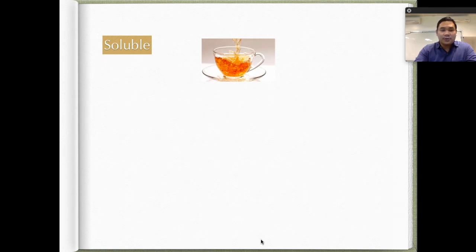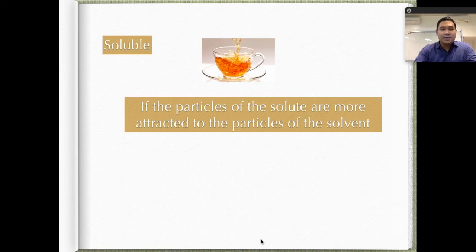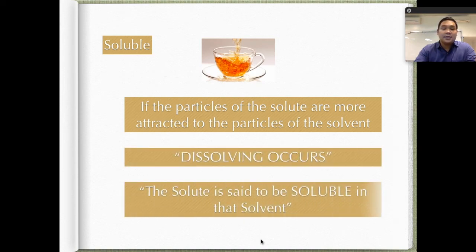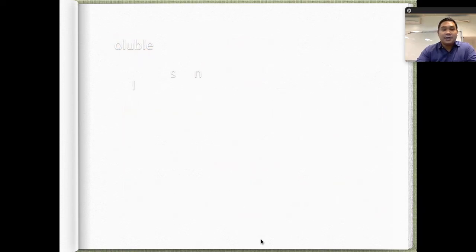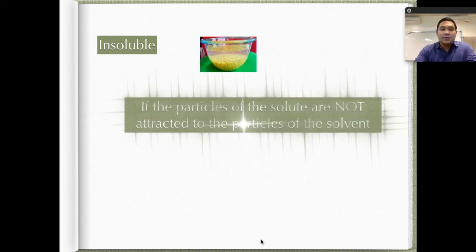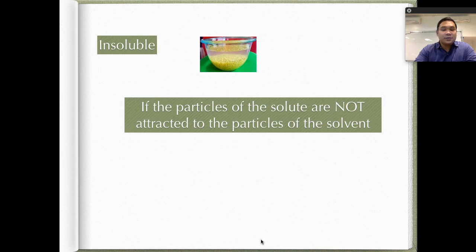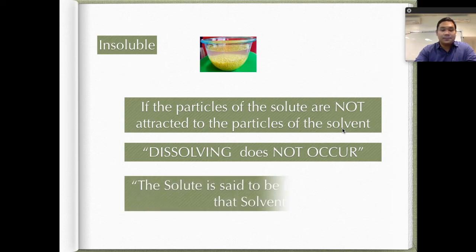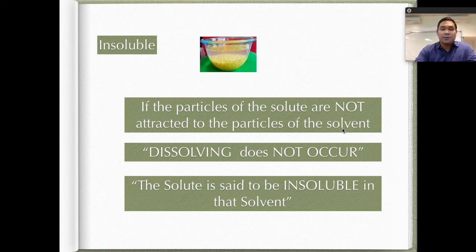Once we say soluble, it is simply because the particles of the solute are more attracted to the particles of the solvent, and therefore we could say that dissolving occurs. And that's how we define soluble, wherein the solute is said to be soluble in that solvent if dissolving occurs. Now, if not, the term is known as insoluble. It happens because the particles of the solute are not attracted to the particles of the solvent. Basically, dissolving does not occur. The solute is said to be insoluble in that solvent.